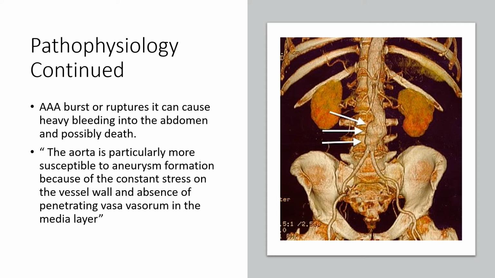Pathophysiology continued. Usually, AAAs that are intact tend to cause no problems. However, when a large AAA bursts or ruptures, it can cause heavy bleeding into the abdomen and possibly death. The aorta is particularly susceptible to aneurysm formation because of the constant stress on the vessel wall and absence of vasa vasorum penetrating the medial layer.